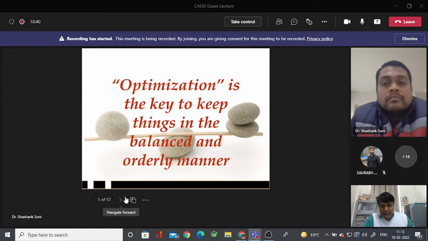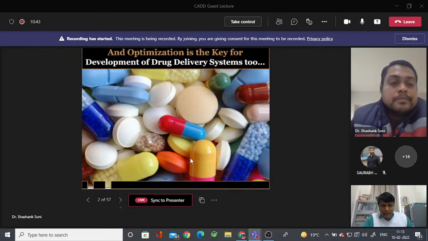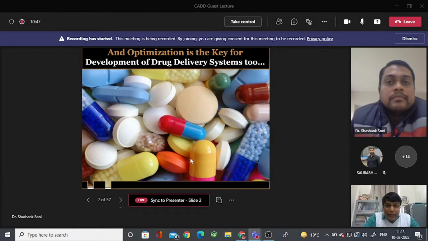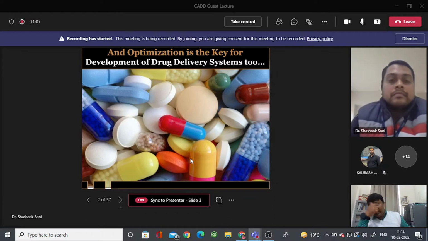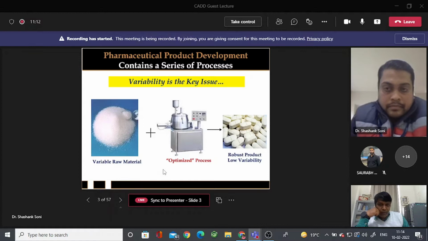Sir, can we go to the next slide? Okay, I think I am able to change. Optimization is the key for development of drug delivery systems also. Your system should be so robust that if there are some changes in the material, methods, or operator, your system should have a cushioning effect, a buffering effect, so that the changes are not going to affect the quality of the product.